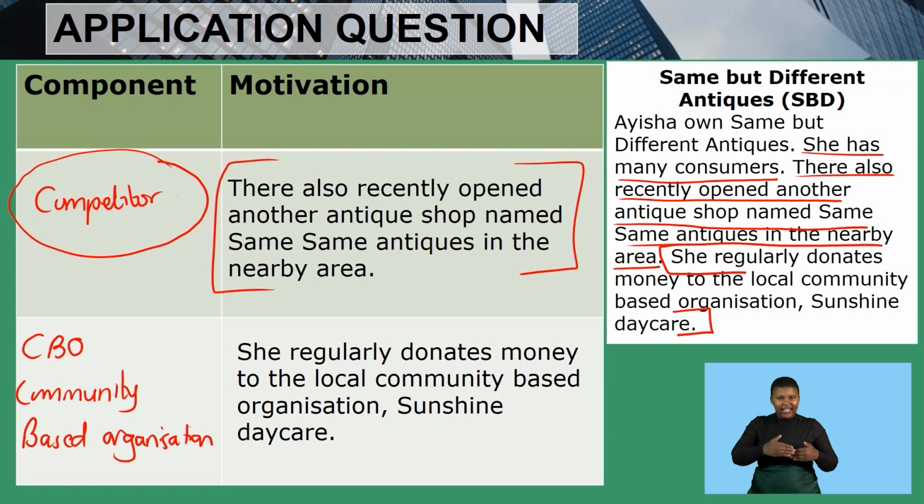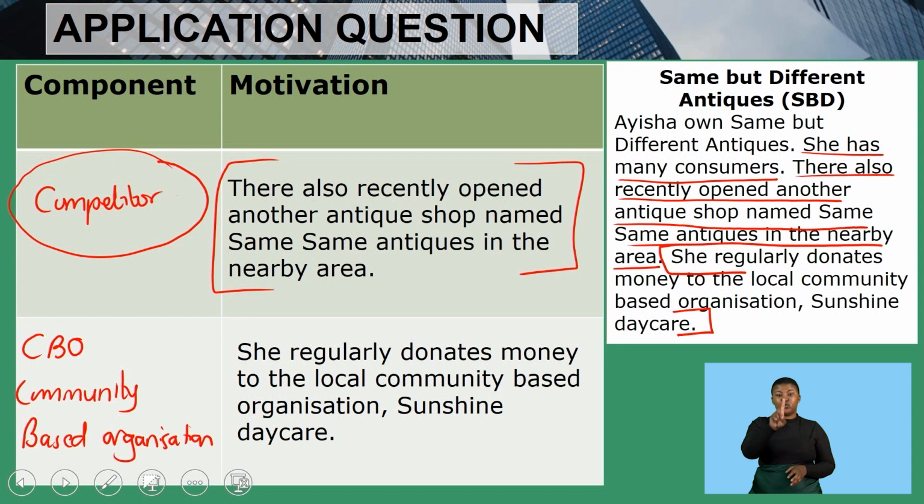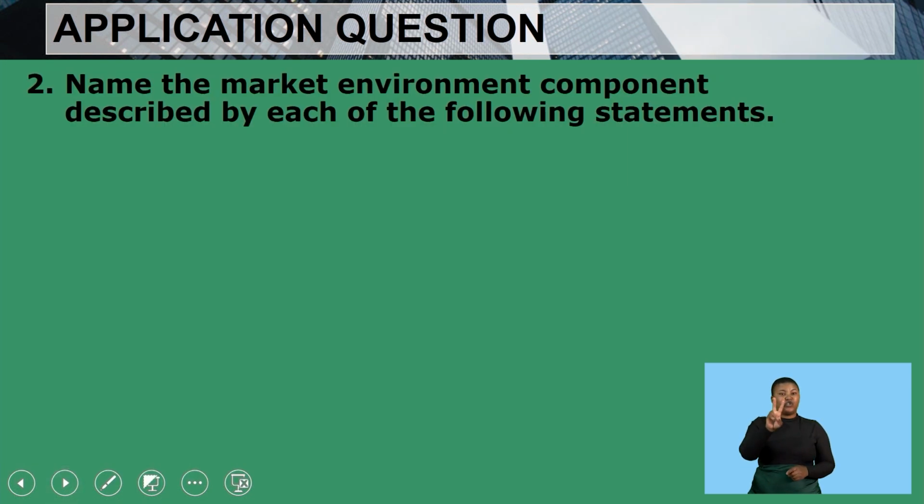So we are lucky now. They only asked for two, but we have three options. So you could either have answered competitors and CBO, or you could have included consumers in your answer and provided that short sentence as your motivation, of course. All right, so that is then our question 1 answered. Let's move on to our question 2.